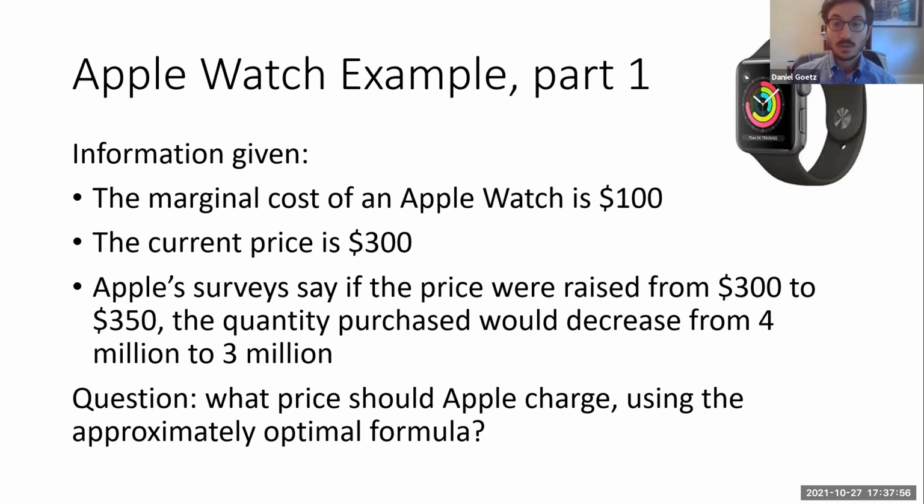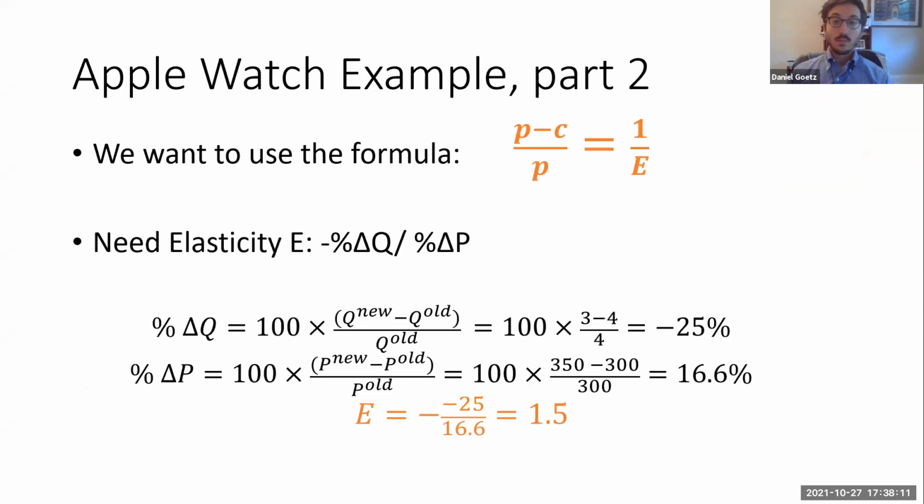So the question is, what price should Apple charge using the insights from this approximately optimal pricing formula? So here's how we apply it using the data that we're given. This is the formula that we want to use up here at the top. And what we need is the elasticity, because we have C, and we're trying to figure out now what should be the optimal P.